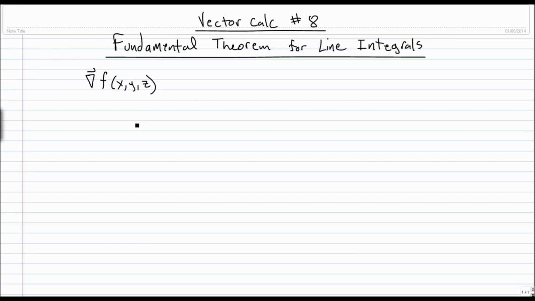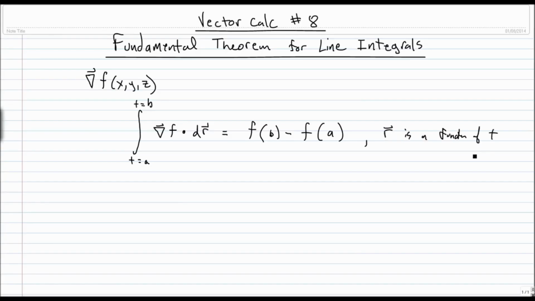Then the fundamental theorem for line integrals states that when I take the line integral of this vector field and I dot it over some path, what I get is the value of my original function evaluated at one end. I'm just going to write it like this, where t equals a, t equals b, and r is a function of t.